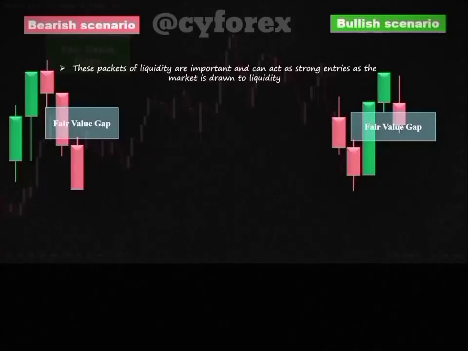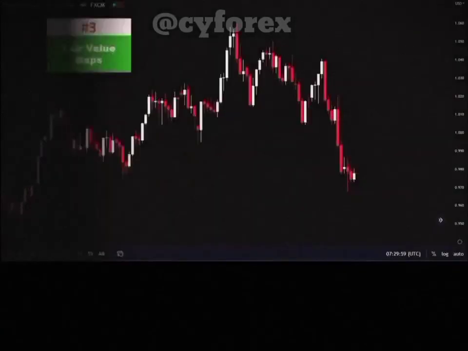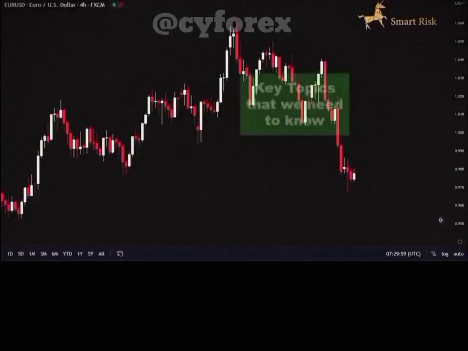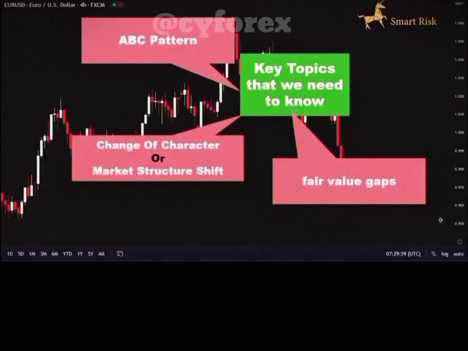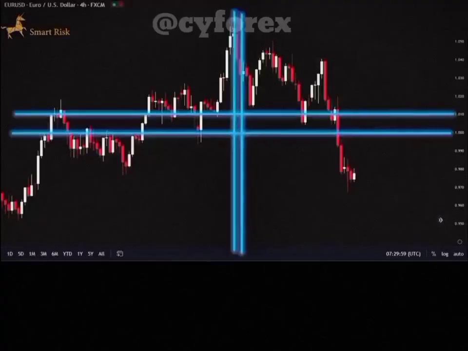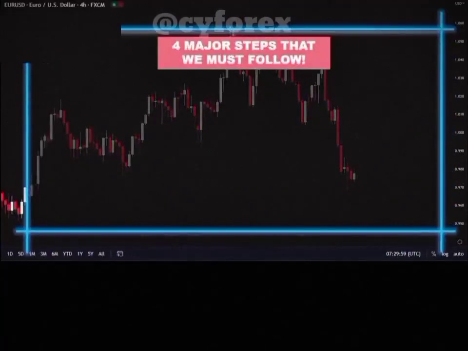So, traders, we have already discussed the basics of our strategy. Let's get into the detail of the strategy and see what steps and rules we need to follow. Our strategy has 4 major steps to follow.